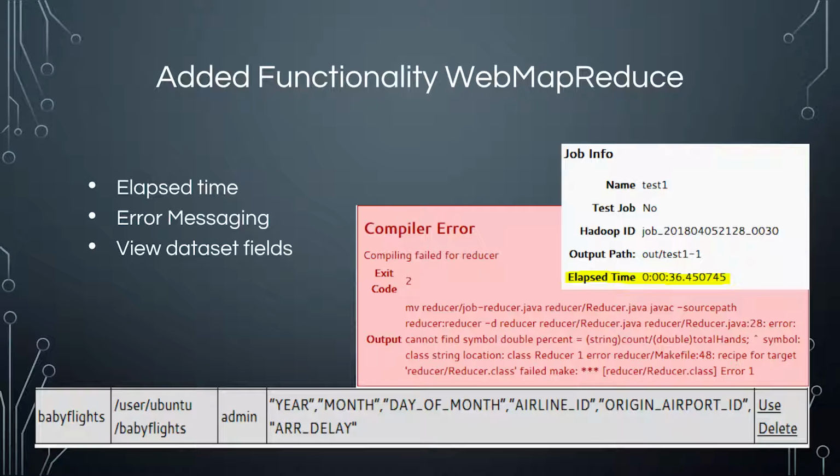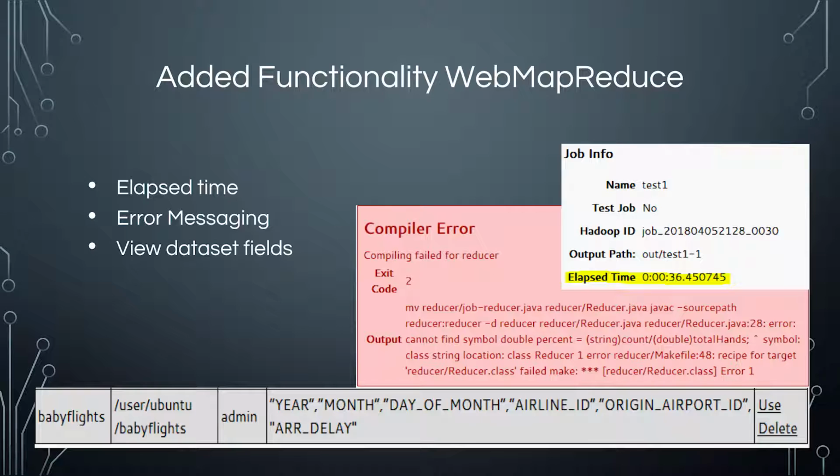The second thing we did to add to the interface was add error messaging. This is obviously going to be important because for some students, this is going to be the first time that they're programming in languages like Python, as well as the first time that they're running parallel applications.